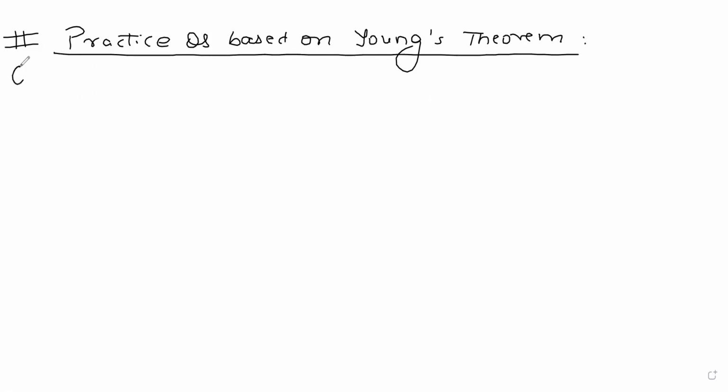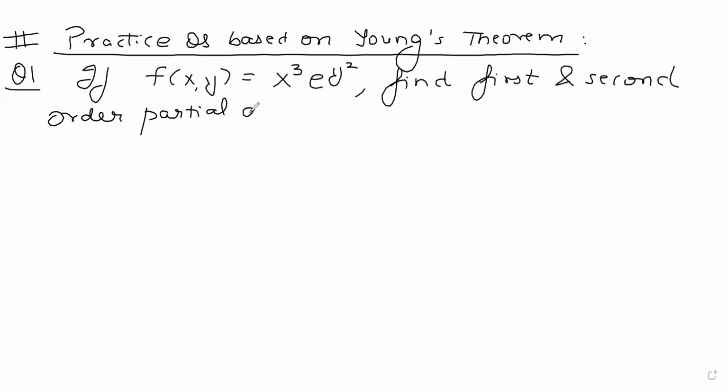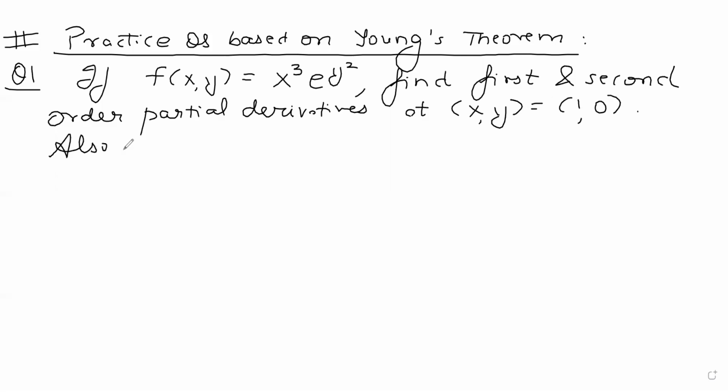So let's look at this practice question. If the function f of x, y is x cube e to the power y square, find the first and the second order partial derivatives at x comma y particularly equal to 1 comma 0. Also verify Young's theorem.